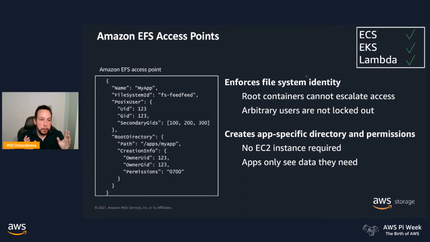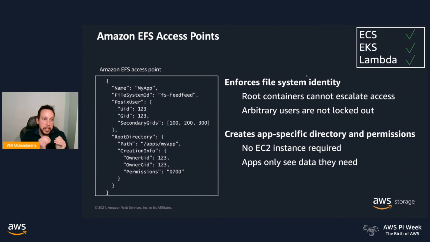When you create an access point with a POSIX user, what you're saying is that any application that uses this access point is not the user that they think they are. So if it's a container running as root or a Lambda function running as who knows, they aren't that user ID on the file system. They're this user ID on the file system. This makes sure that you have control over how an application reads and writes data in your file system that doesn't depend on what the application says it is, which is super important.